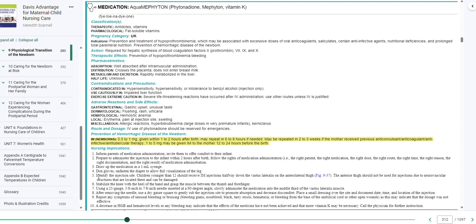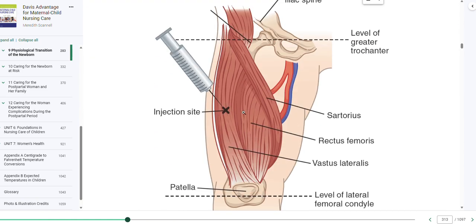Halfway down the vastus lateralis, that muscle right here in the middle of their thigh, straight down at 90 degrees. And remember, I tell you to always give the vitamin K in the left leg. Say your alphabet, K, L, and you'll never forget where you gave it when you start a chart.